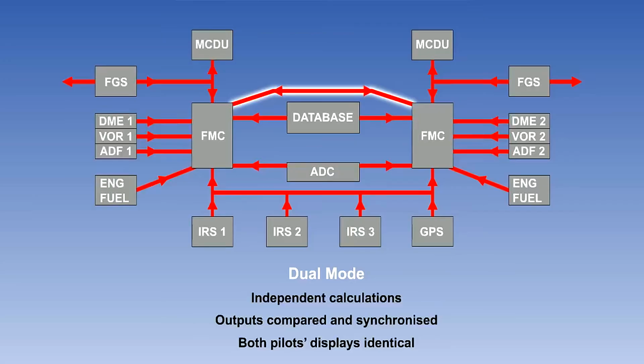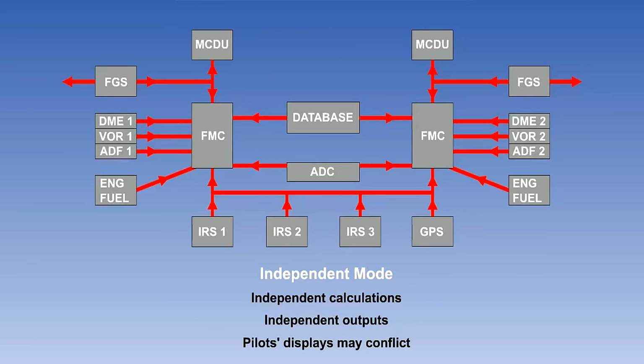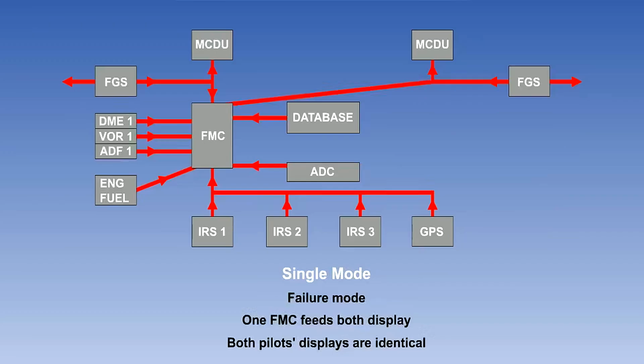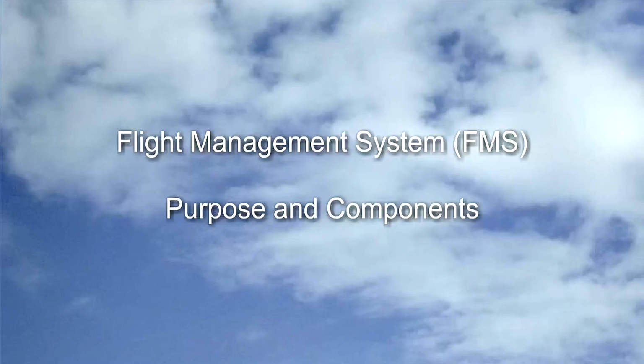On systems where there are two FMCs, the normal operating mode is called dual mode. If there is a mismatch of information, the system reverts to independent mode. And if one FMC fails, the remaining computer feeds both displays in single mode. That completes this lesson. The next one will deal with equipment operation.